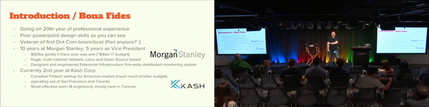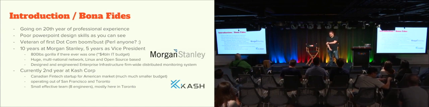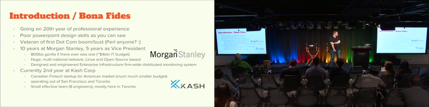I spent 10 years at Morgan Stanley, a big US bank in New York, 5 years as vice president. There's a huge infrastructure working for a company like that. We had about 100,000 servers around the world, all different kinds of versions of OSs. Very, very interesting to work in that kind of environment. They're a Linux shop, open sourced. So I learned a lot of things about distributed design, distributed systems that I take into my everyday work, which is now at Kash Corp.